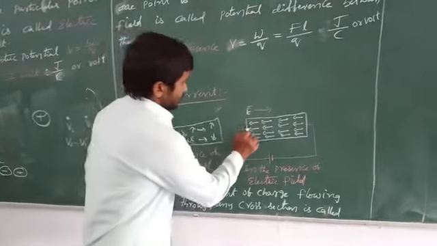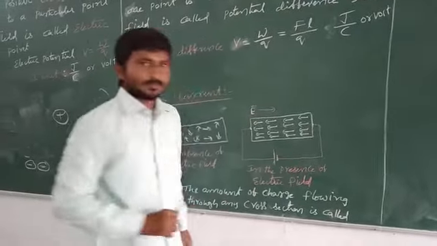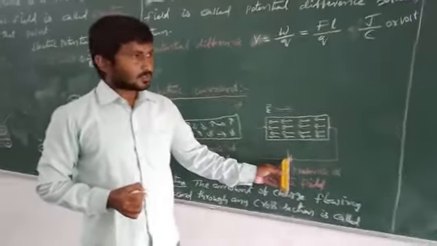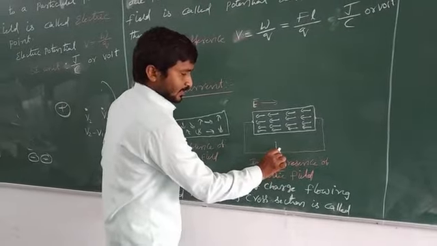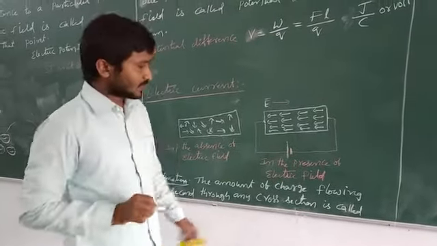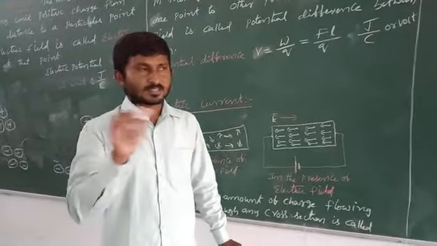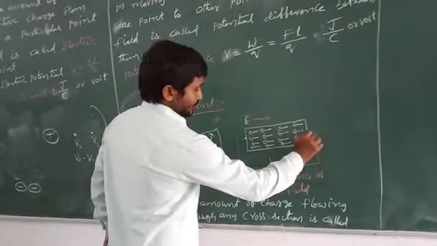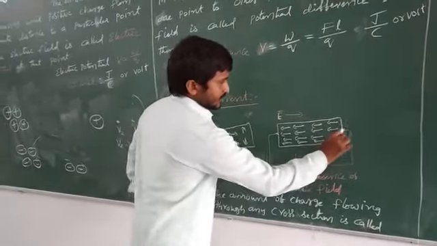Now when the two ends of the conductor are connected to opposite terminals of a battery or cell, we know that a cell consists of two metal plates. One plate is a positively charged plate, the other plate is a negatively charged plate. We know that the positive charge is at high potential and the negative charge is at low potential. That means the cell provides the potential difference. Now when the two ends of the wire are connected to the cell, this end is at high potential and this end is at low potential.